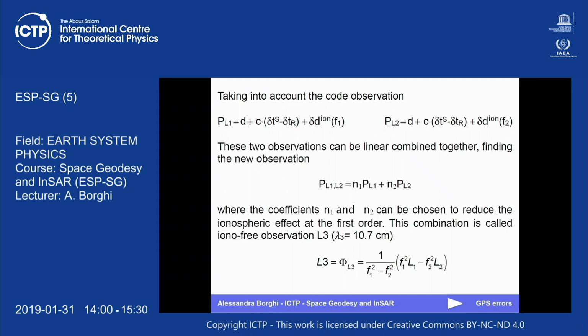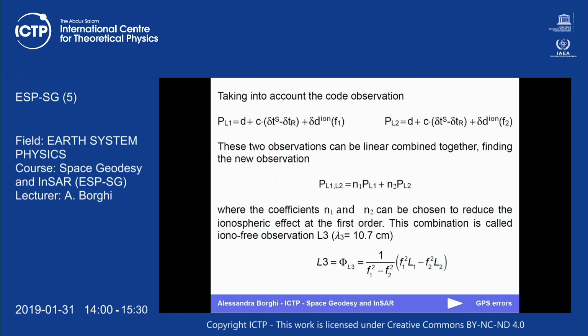This is true at the first order, because it holds if we use the equations that we have seen before, where we have C over the frequency squared multiplied by the integral of the electronic content. This was an equation given at the first order. So this combination is free from the ionospheric delay at first order.